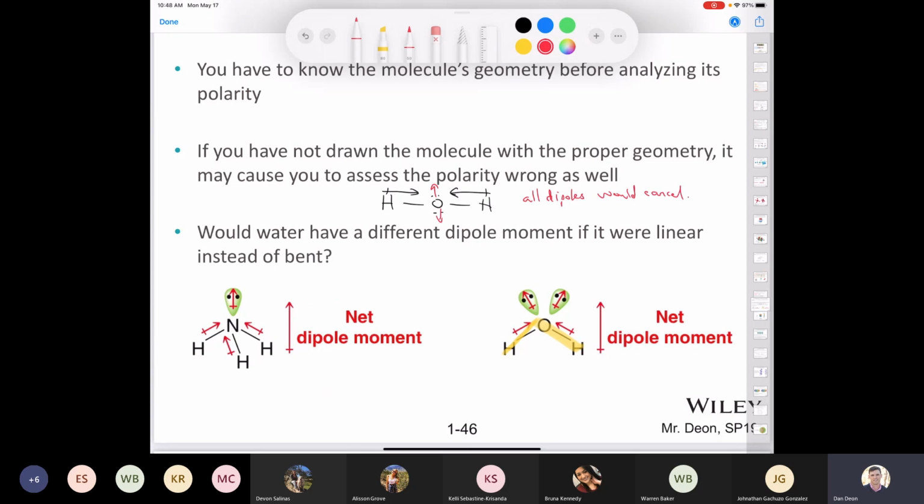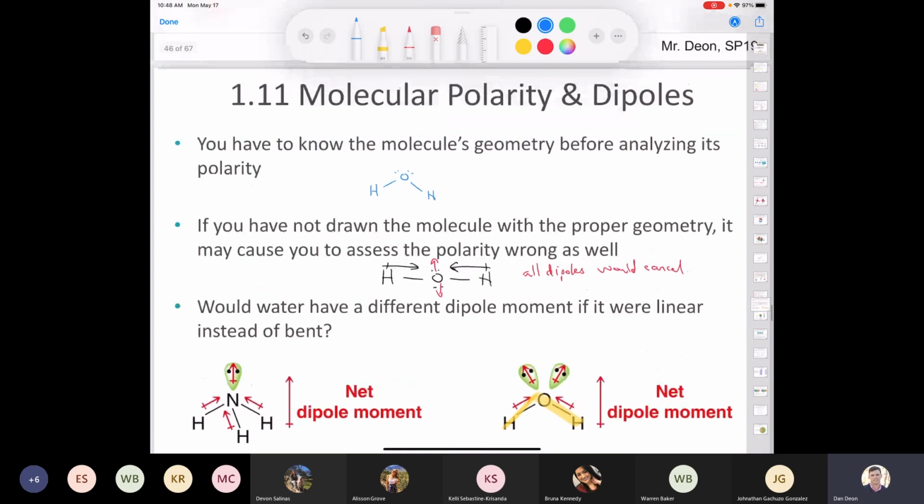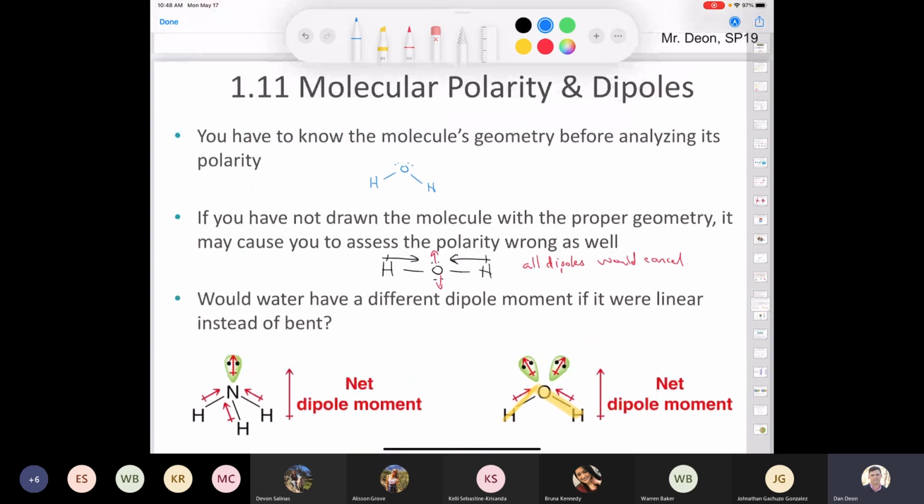And so that's why even people who don't know anything about chemistry will oftentimes draw water bent like this, because the fact that water is bent is what imparts the polarity to the molecule. And it's very important that water is a polar molecule. Otherwise, we would cease to exist.